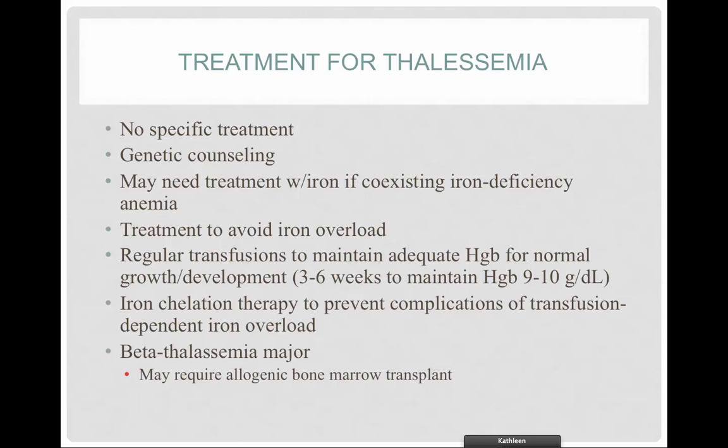The treatment for thalassemia: there's no specific treatment. You will be required to have genetic testing. You may need treatment with iron if you have coexisting iron deficiency anemia. You want to avoid iron overload. You might require regular transfusion every 3 to 6 weeks to maintain a hemoglobin of 9 to 10 for normal growth and development. You most likely will have iron chelation therapy to prevent complications of transfusion-dependent iron load, and that's administration of chelating agents to remove heavy metals from the body.